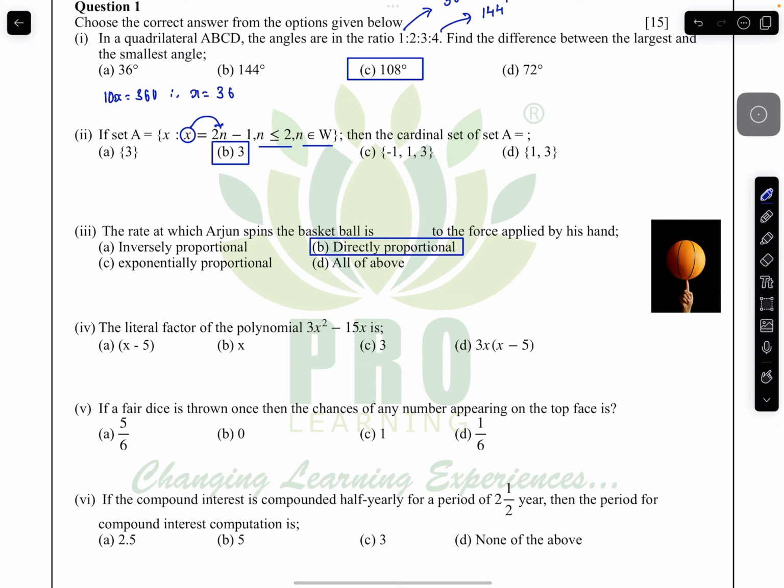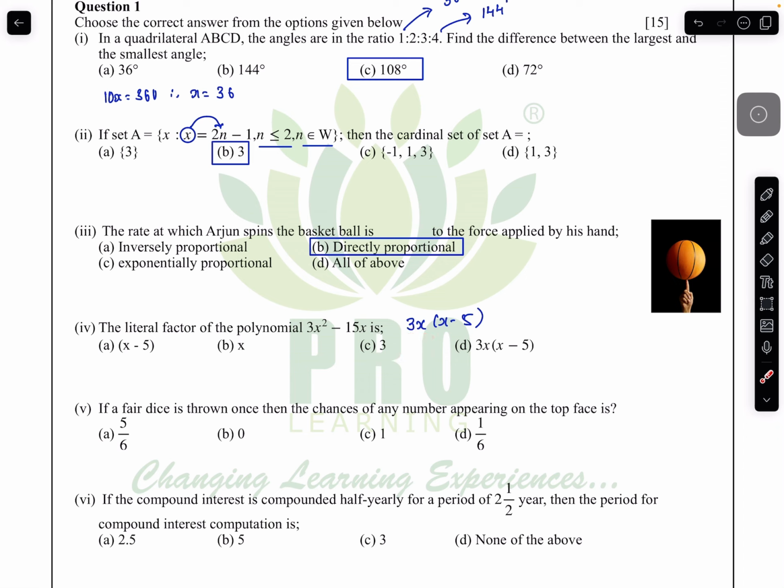The literal factor of the polynomial. If we want to factorize this polynomial, we will get 3x out, x minus 5. So there are three factors here. We know 3 is one of the factors, x is a factor, and x minus 5 is a factor.